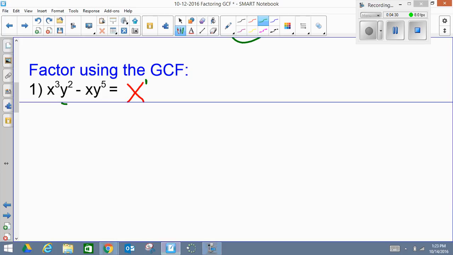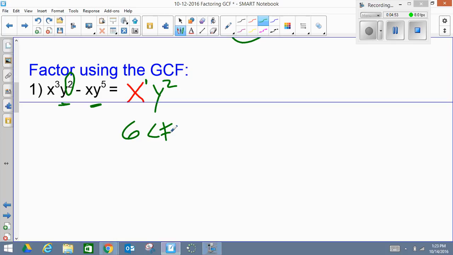Okay, so I noticed that I have a y here and I have a y right there. So the y is common. I choose the one with the lowest exponent. Between the 2 and the 5, the 2 is the lowest one. So my GCF will be x, y to the second. But I need to finish now. After this, I have to open a parenthesis.